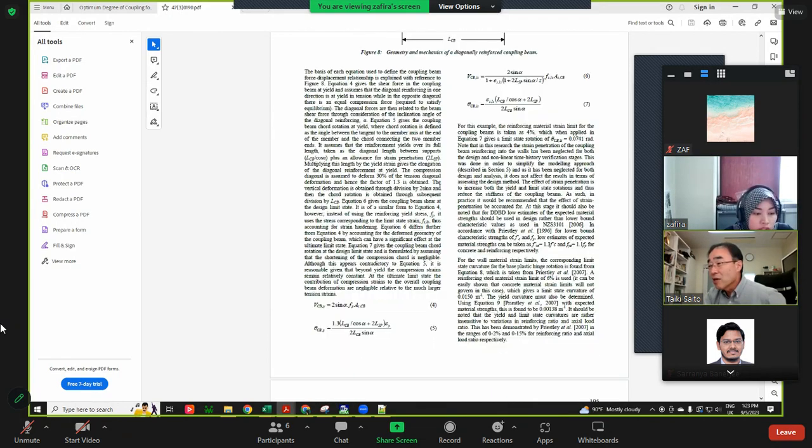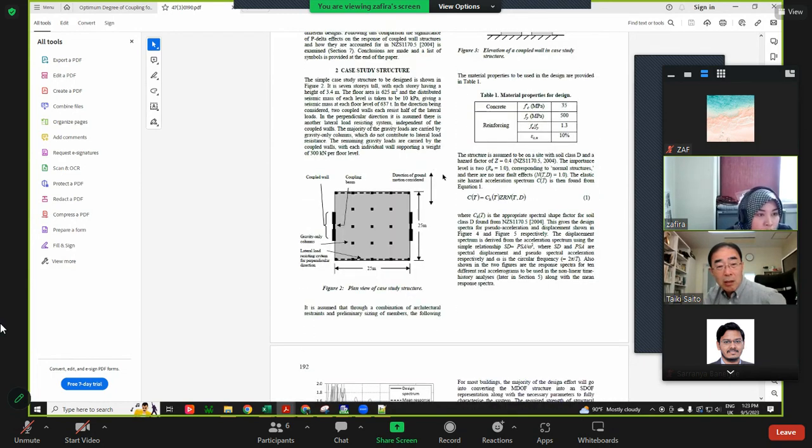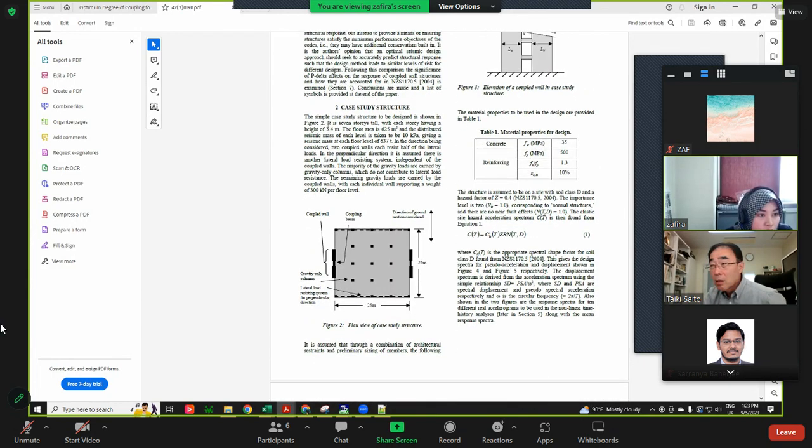How about the thickness of the wall? Is the thickness of the wall explained here? This is the case study of the structure. So floor area, and then this is the wall.